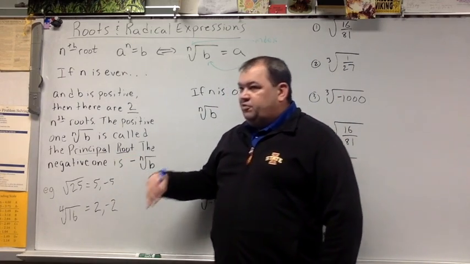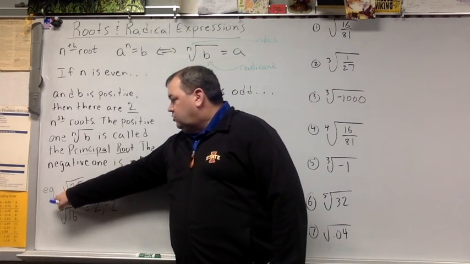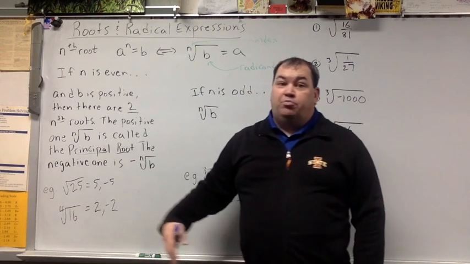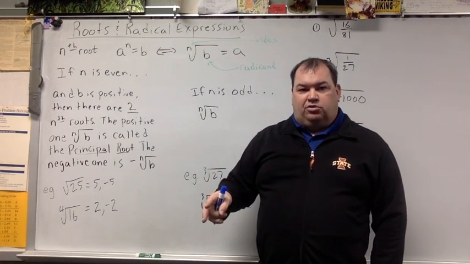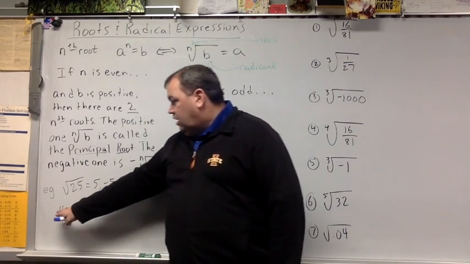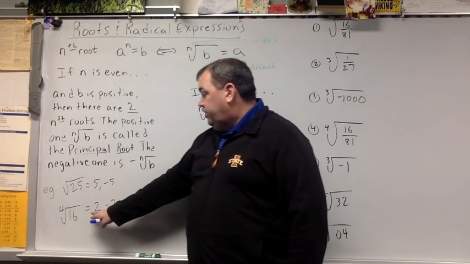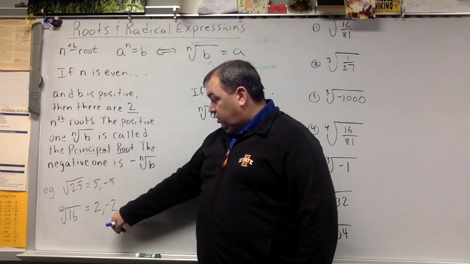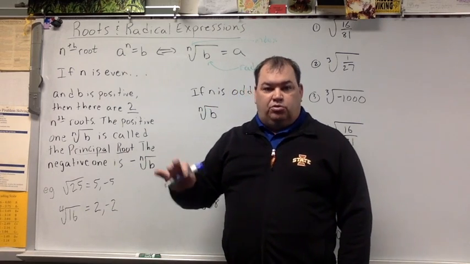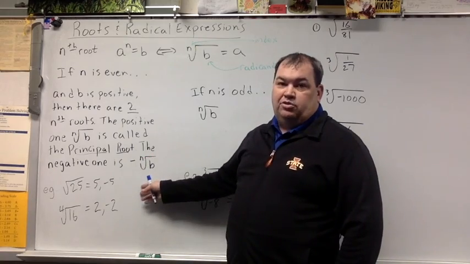But negative 5 squared also gives me 25. So the square root of 25 could also be negative 5. So it actually has two answers. Something like a fourth root, which is even, has two answers. The principal root, the positive one, and then the negative one, in this case 2 and negative 2. So even roots have two answers.